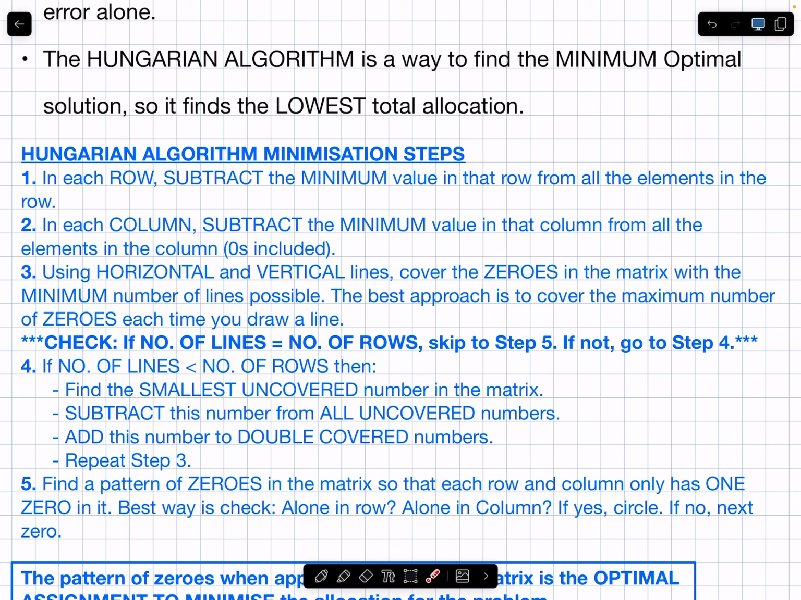As part of step 3, check if the number of lines you drew is equal to the number of the rows. If so, you skip straight to step 5. If it's not equal, you do step 4. You once again do some subtractions or additions. And step 5, you find a pattern of zeros. Get those steps down. This is a big one.